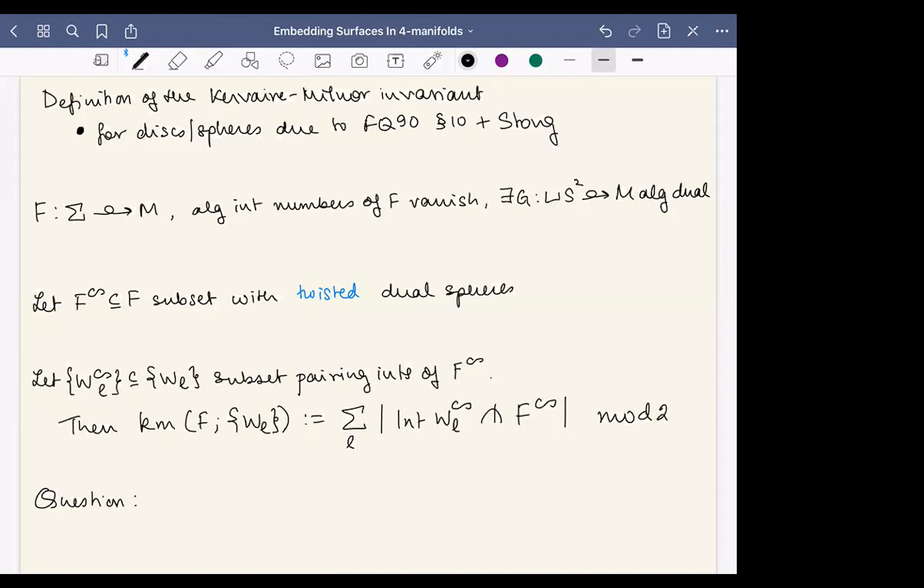It's defined when these zeroth order obstructions should already vanish. So you should have these algebraic intersection numbers vanish already. And then we'll use this geometric characterization. This means that there exists some collection of Whitney disks, generically immersed, pairing these intersection points.